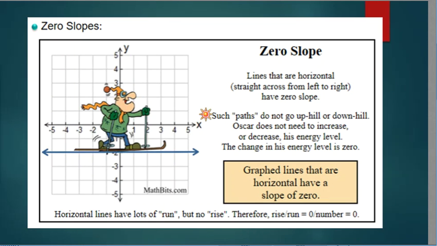Lines that are horizontal, straight across from left to right, have zero slope. Such paths do not go uphill or downhill. Oscar does not need to increase or decrease his energy level. The change in his energy level is zero. Graphed lines that are horizontal have a zero slope. Horizontal lines have lots of run, but no rise. Therefore, the rise over the run, or 0 divided by any number, is going to be 0.